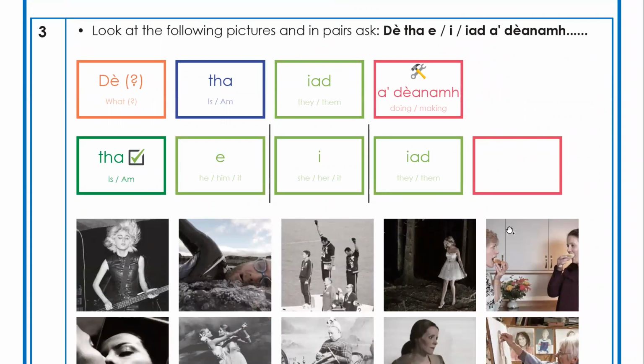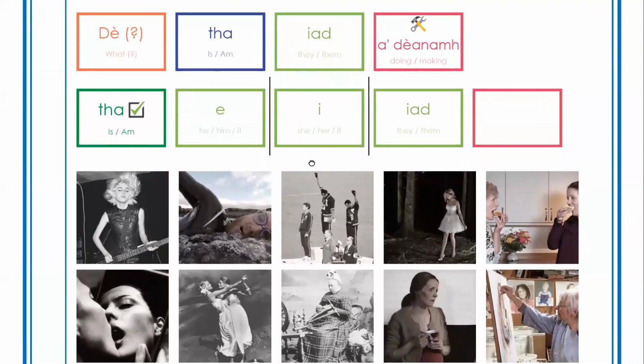So we have some pictures here, and we can use the phrase we've seen, je ha iad a dèanamh. So here again, like we've seen in the previous two lessons, we can substitute this pale green box for one of the pronouns. So where you have u for you, we can have iad to mean them, or e for he, him, or she, her. So je ha iad a dèanamh. What are they doing? What is he doing? What is she doing? And we can use those phrases to ask questions about these pictures.